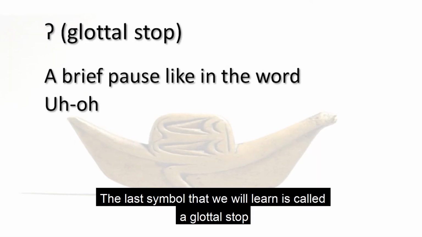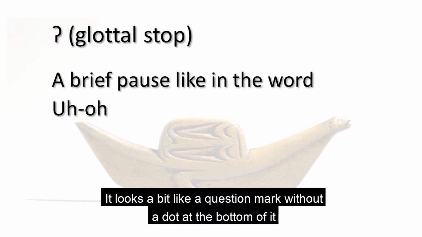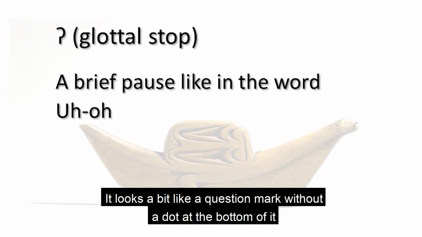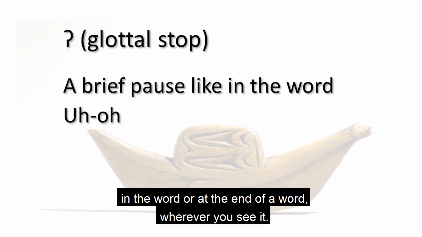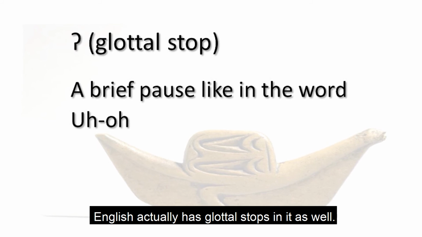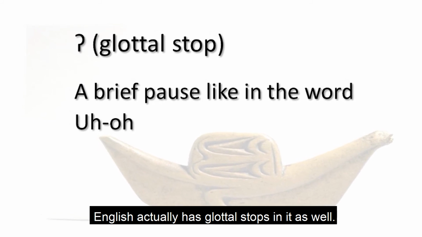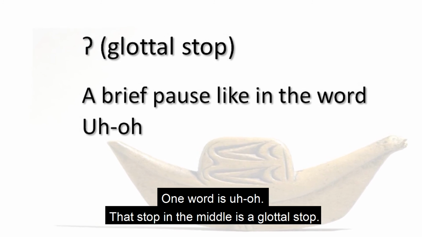The last symbol that we will learn is called a glottal stop. It looks a bit like a question mark without a dot at the bottom of it, and it simply represents a stop in the word or at the end of a word wherever you see it. English actually has glottal stops in it as well. One word is uh-oh. That stop in the middle is a glottal stop.